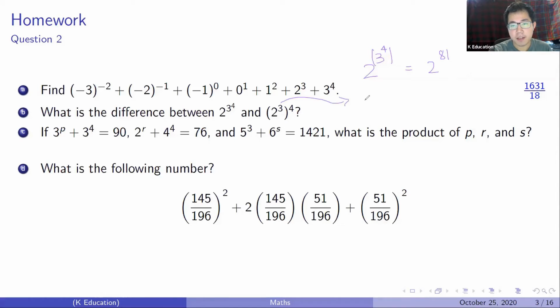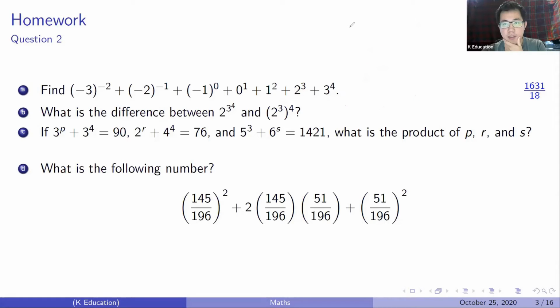Okay, so compare that with this. Simplifying this, what does that become? 2 cubed to the power of 4. 2 to the power of 12, sorry. 12, yeah. So which one's bigger? The first one. Yeah, and that's way bigger, right? The power is way higher than 12. Okay, right, so that is the main difference.